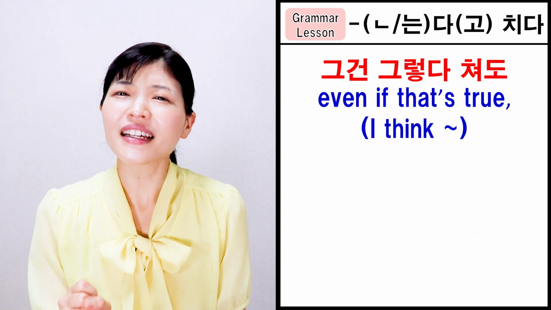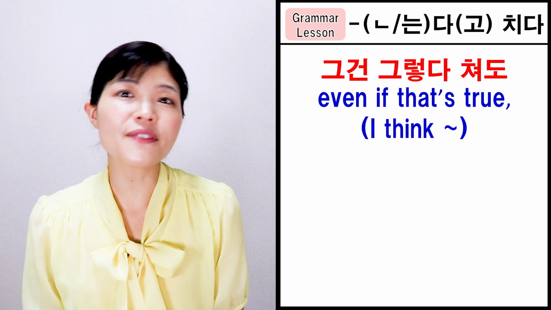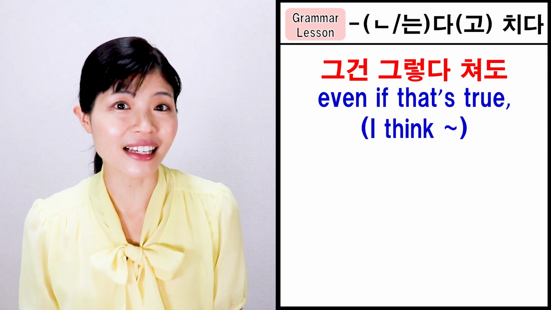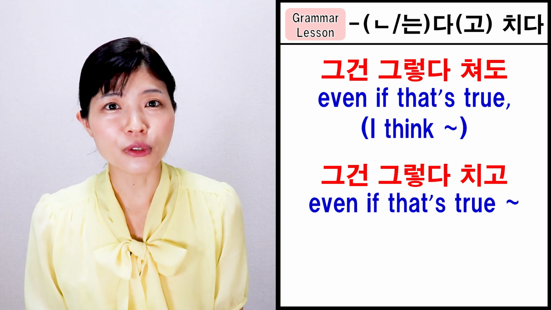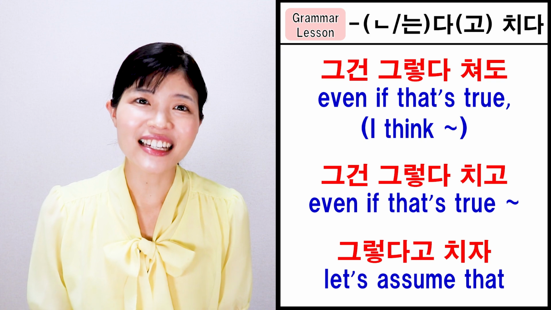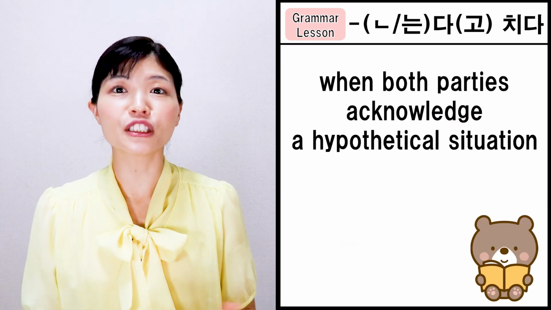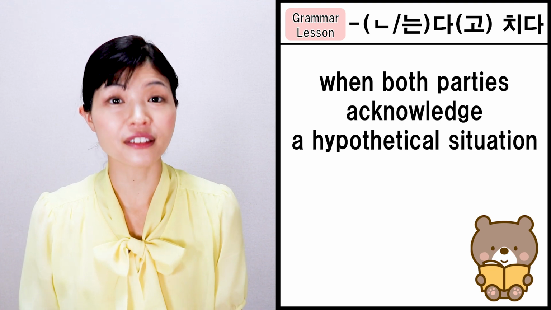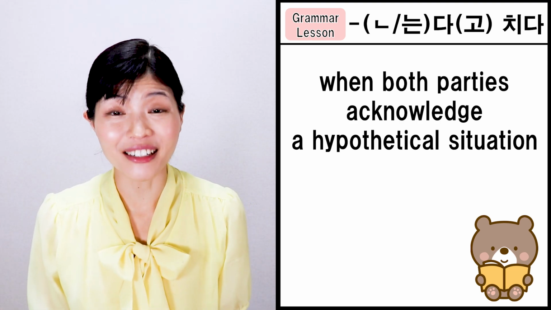In addition, there are expressions such as 그건 그렇다 쳐도, even if that's true, I think. 그건 그렇다 치고, even if that's true. 그렇다고 치자, let's assume that. You use these expressions when both parties acknowledge a hypothetical situation. Interestingly, there are so many ways to apply this grammar, isn't it?